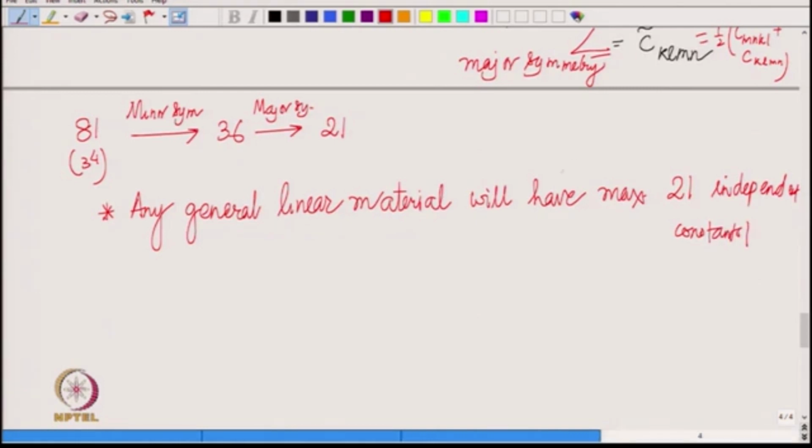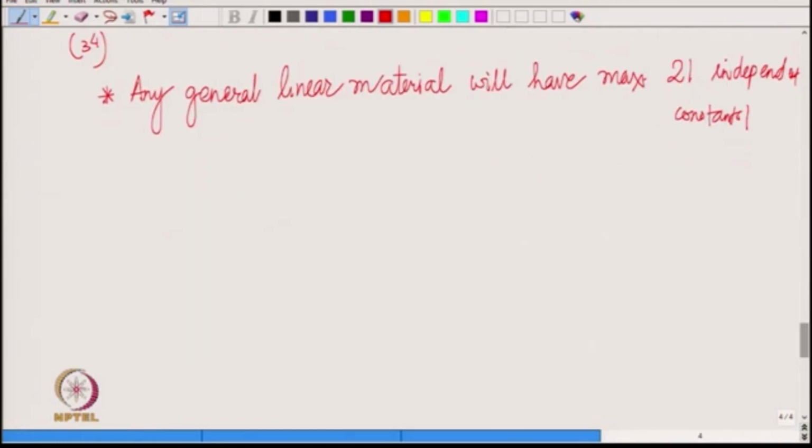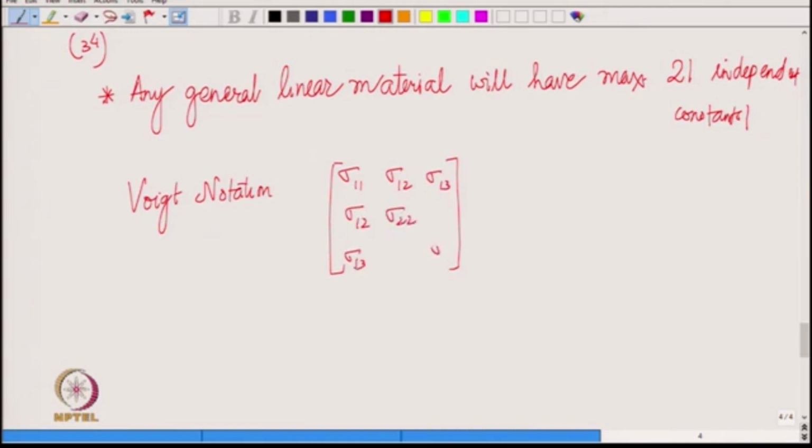Finally, there is one additional thing here. Now, there is something called Voigt notation, because stress is symmetric. So, if I write down the stress matrix, sigma 11, sigma 12, sigma 13, and this is also sigma 12, sigma 13 because it is symmetric, then sigma 22, sigma 33, sigma 23, sigma 23. So, it has got only 6 independent constants, is it not?